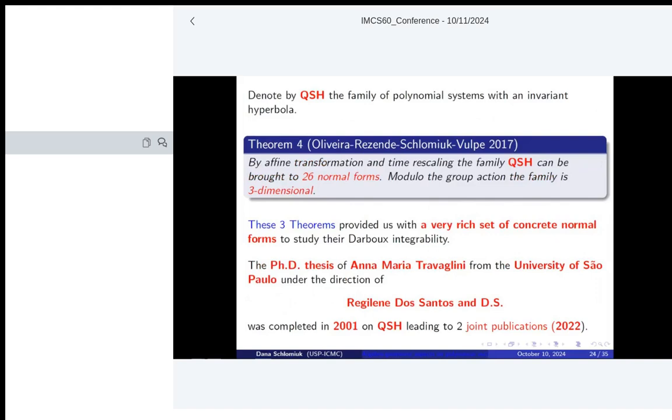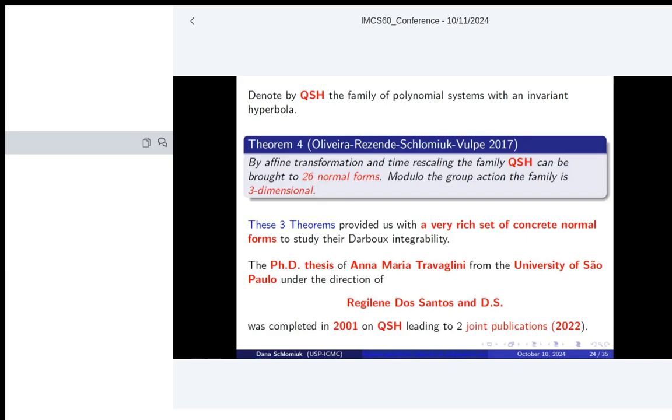Next page, yes. Denote by QSH the family of polynomial systems with invariant hyperbola. Then we have a result published by Professor Vulpe, myself, Olivera, and Rezende, which says the following: by affine transformation and time rescaling, the family QSH can be brought to 26 normal forms, and modulo the group action, the family is three-dimensional.